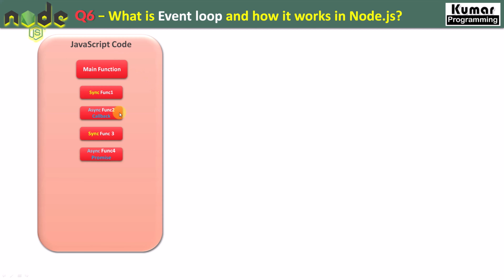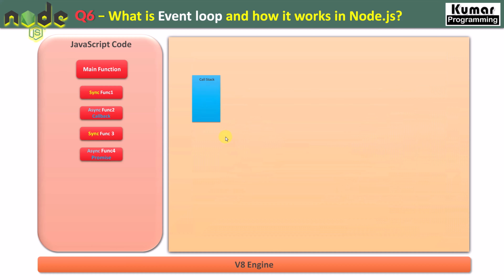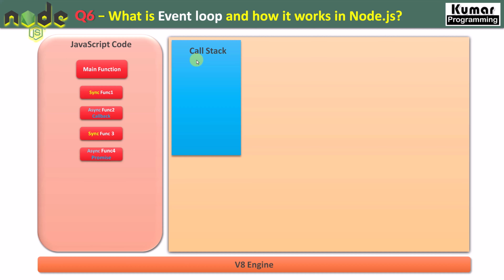So here we have our JavaScript code. As soon as our JavaScript code is getting executed with the help of the V8 engine, the very first thing that comes into the picture is the call stack, right? The functionality of the call stack is that it takes the functions step by step, registers them over here, and then executes them. The very first time our main function will come over here, so our main thread is getting started. Once the main thread is started, our next block will come over here, that is the synchronous function, and this is going to be executed immediately.